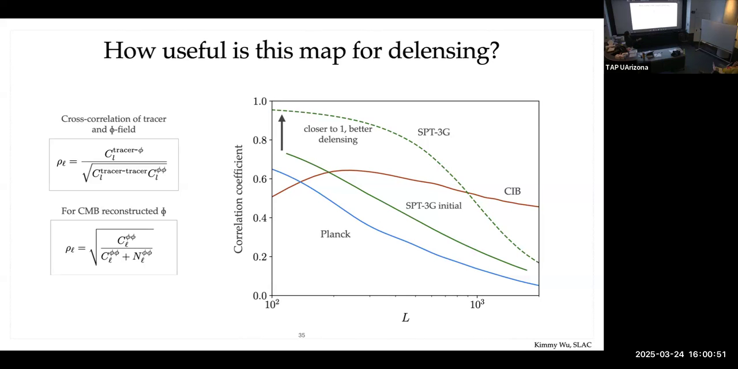This is for a CIB map that I showed you in the earlier part of the talk. This is kind of our initial first year data set cross correlation. The map I show you will sit somewhere higher. So it is already better than a CIB for certain scales. For the final depth for SPT3G, we expect it to be much better compared to any other tracer that we have.